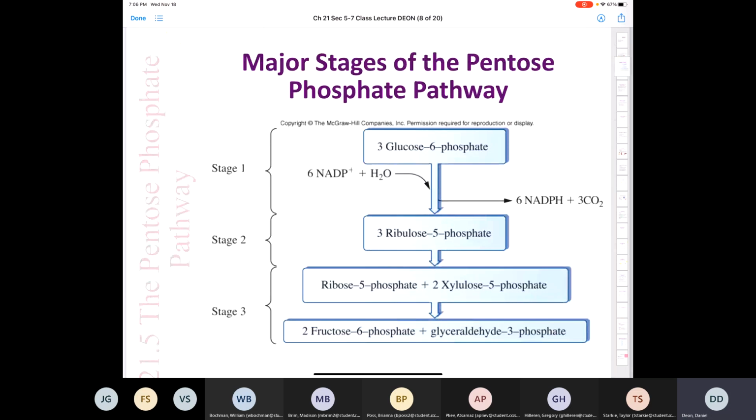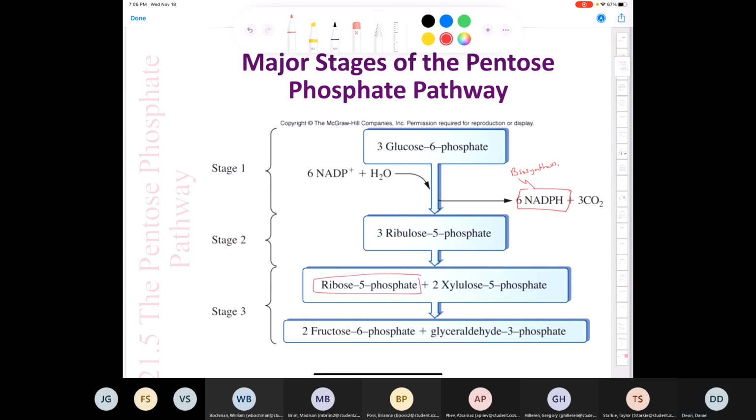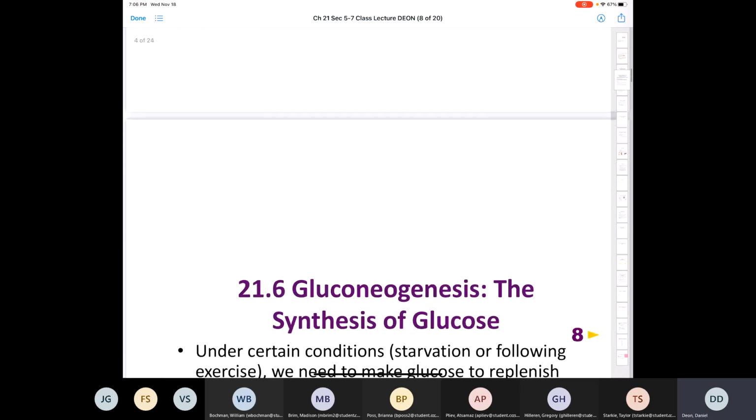Here are the major stages of the PPP, the pentose phosphate pathway. Again, we start out with glucose. It gets converted into G6P. And in the first stage, we end up producing NADPH, which I told you is an important coenzyme in some biosynthesis of things like fatty acids and cholesterol. That's why this occurs in the liver, right? The liver is where cholesterol synthesis occurs. And then I told you that this intermediate here, ribose 5-phosphate, is used in nucleotide synthesis. All right, that's about it for the pentose phosphate pathway.